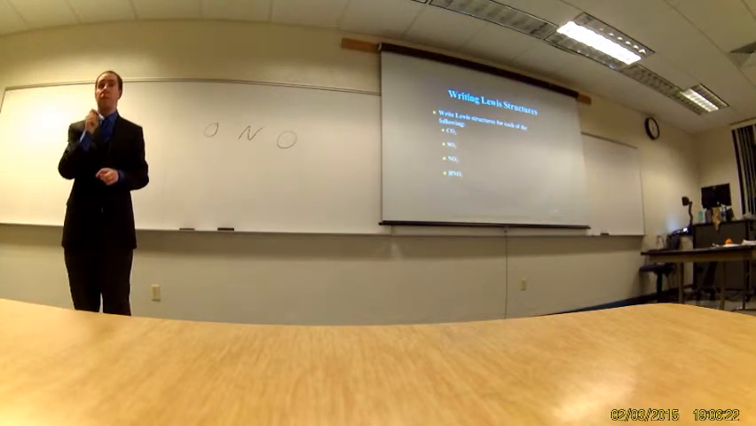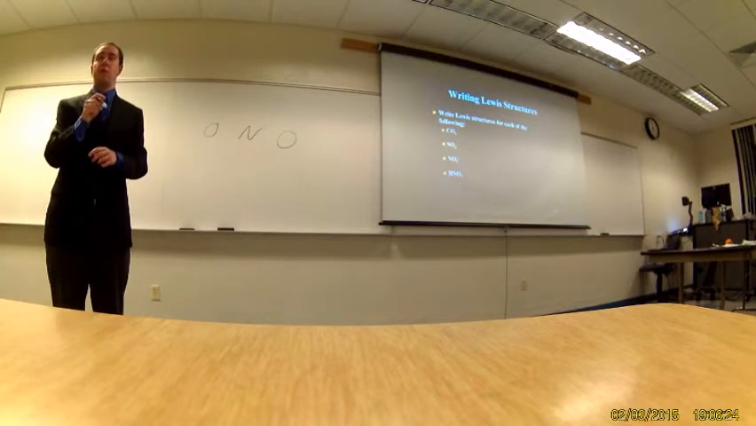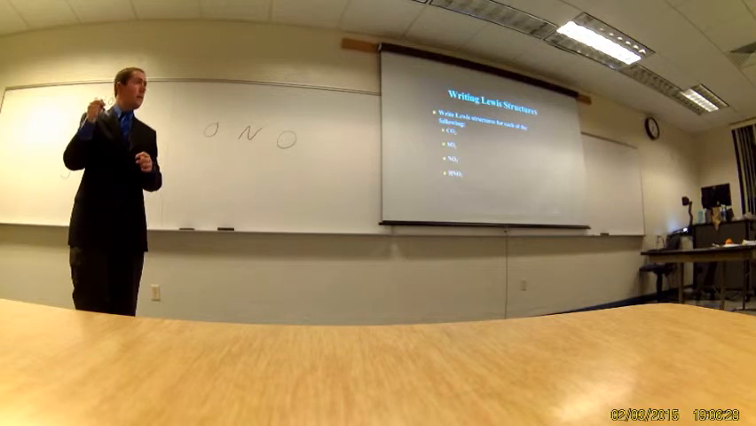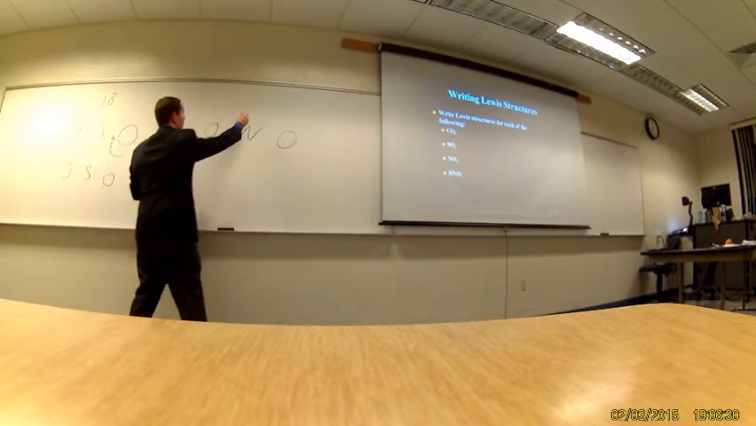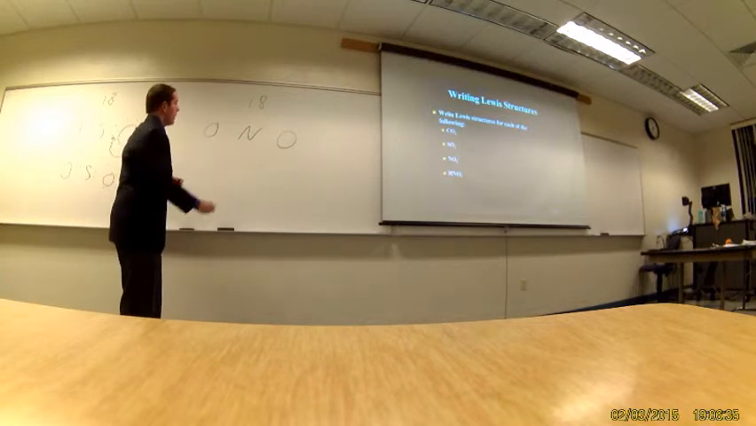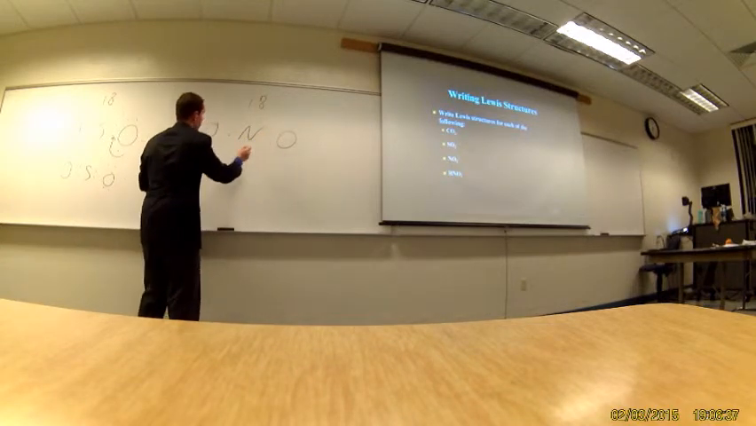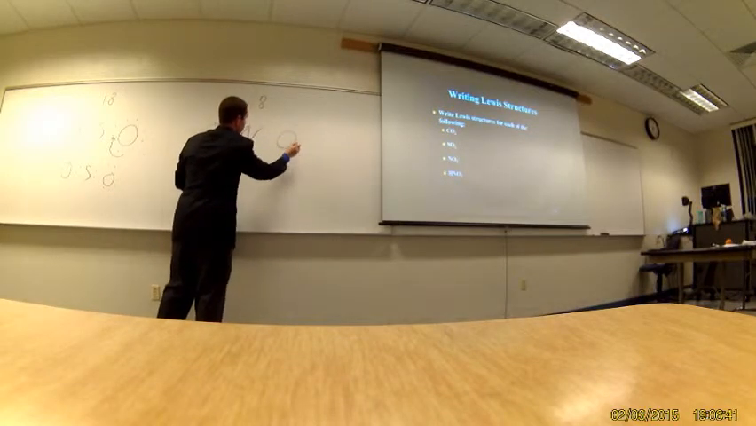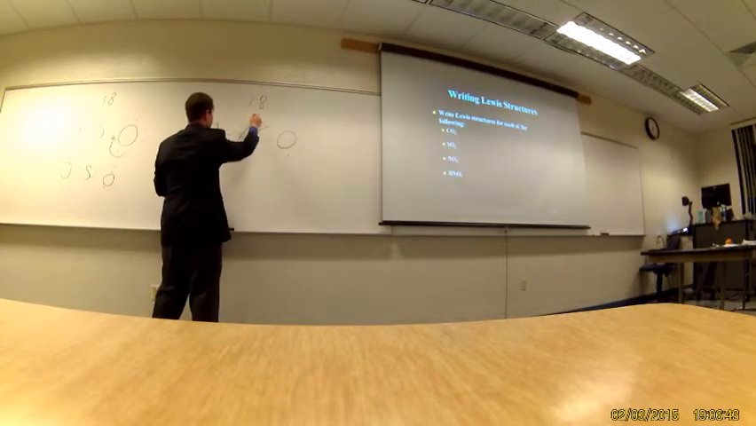You could have something with a positive charge, which means you have to add it up and subtract 1. Okay? NO2 minus, we're going to be at 18. Okay? So just 4, 5, 6, 7, 8, 9, 10, 11, 12, 13, 14, 15, 16, 17, 18.